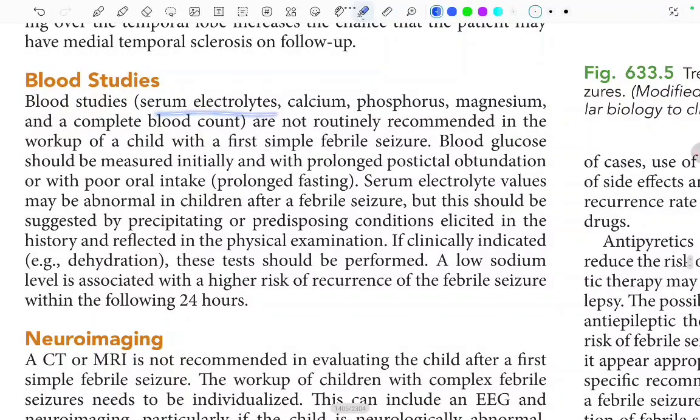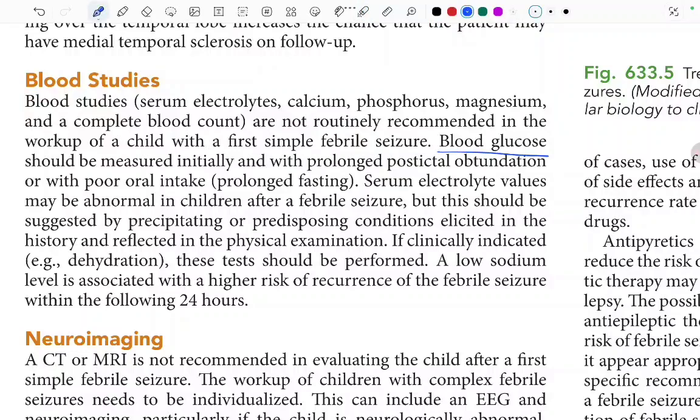Blood studies. Serum electrolytes, calcium, phosphorus, magnesium, and a complete blood count are not routinely recommended in the workup of a child with first simple febrile seizure. They are not routinely recommended. Okay. Blood glucose should be measured initially and with a prolonged post-ictal obtundation or with poor oral intake. Fine. Blood glucose needs to be monitored.